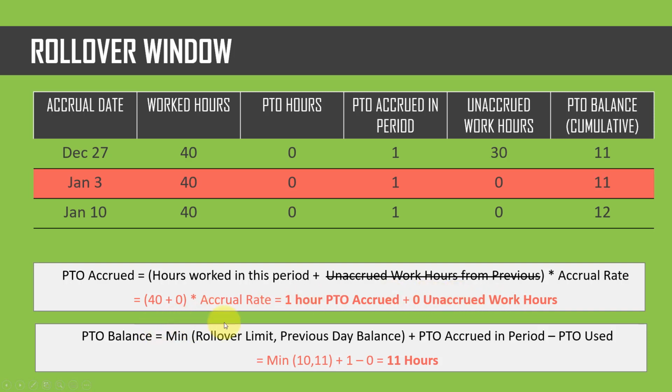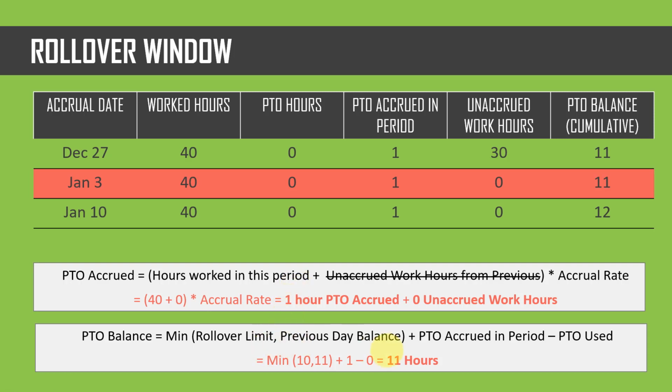Now, when we look at the balance, generally the formula will not have this rollover limit, but since this is a rollover window, now it is considered. And I missed one point. The reason January 3rd is the rollover window is that we talked about the rollover policy being applied at the year end. That means January 1st is when the rollover policy is in effect, and hence January 3rd is the first accrual date in the new year, and that's why this becomes the window where the rollover policy is implemented.